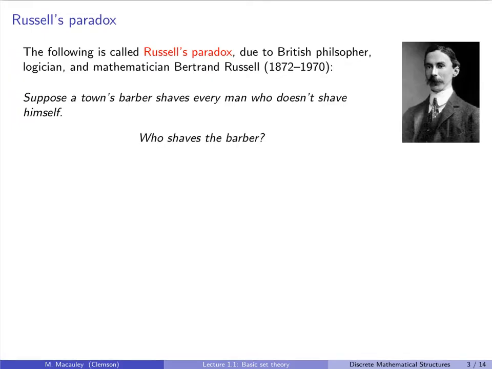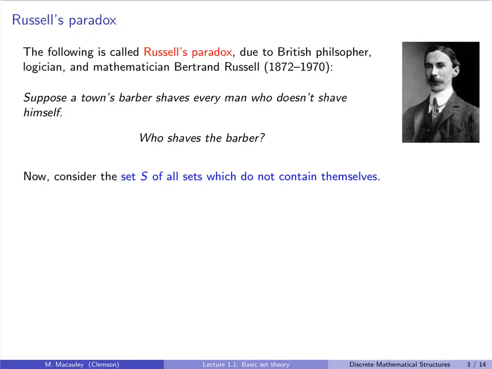Then, who shaves the barber? Now, at this point, I encourage you to pause the video and convince yourself why this is a paradox on your own time. It shouldn't take too long. Basically, if the barber shaves himself, then by definition, he can't shave himself. But if he doesn't shave himself, then he has to shave himself, because he shaves every man who doesn't shave himself. So again, I encourage you to pause that if you didn't quite get it.